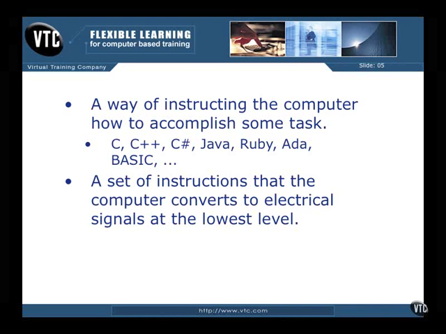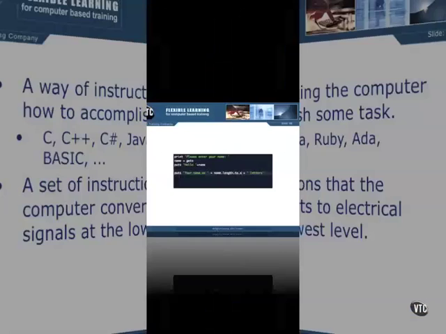Now, what eventually happens, and we'll look at the process of how this happens a little bit more here, is that those English-like instructions get converted to a set of electrical signals at the very lowest level inside the microprocessor of the computer. And there's a number of steps that you go through to get to that point.